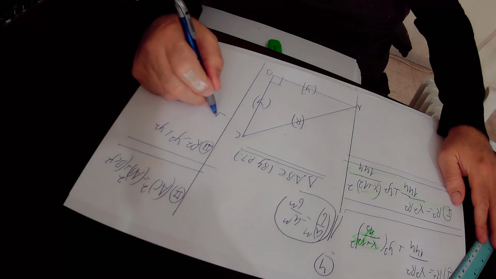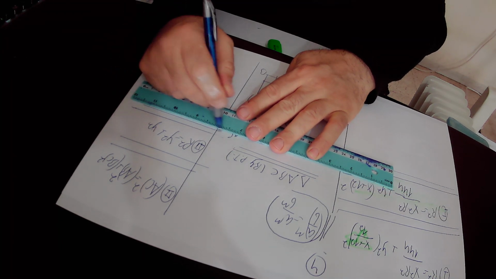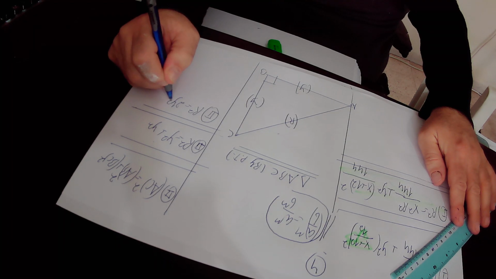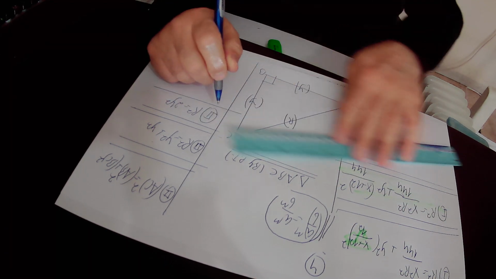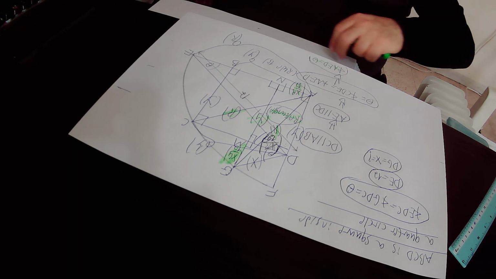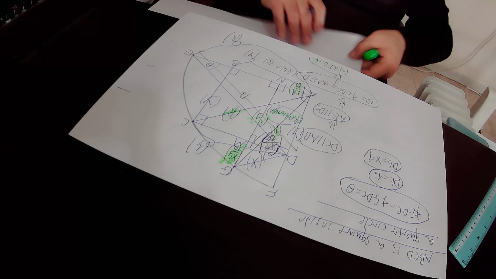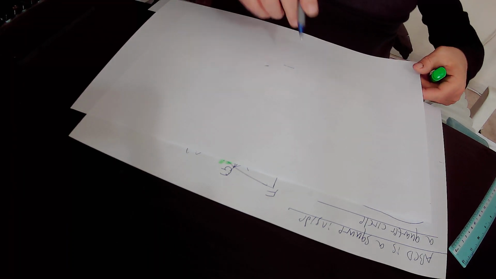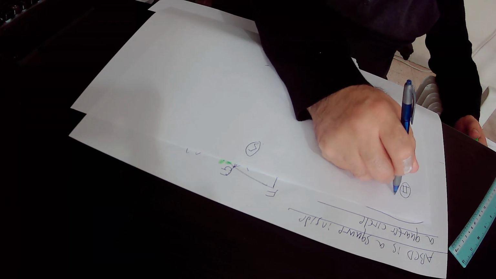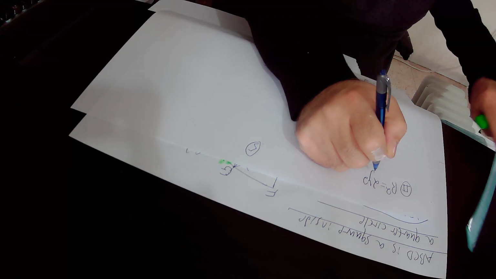So in conclusion, according to equation 2, r square equals y square plus y square, which is 2y square. Repeat again: according to equation 2, we found that r square equals 2y square.